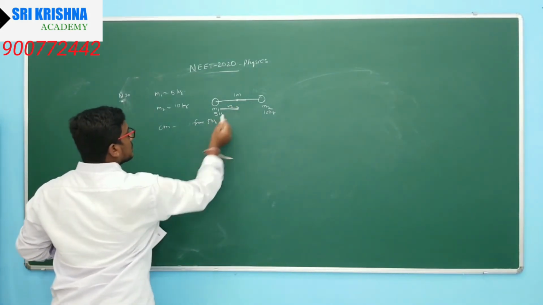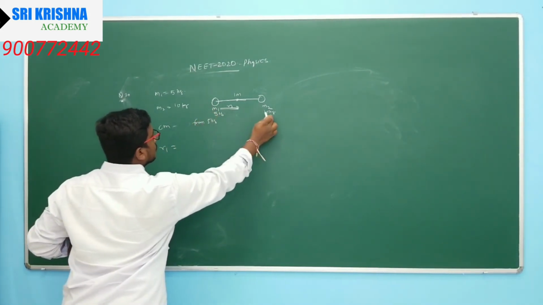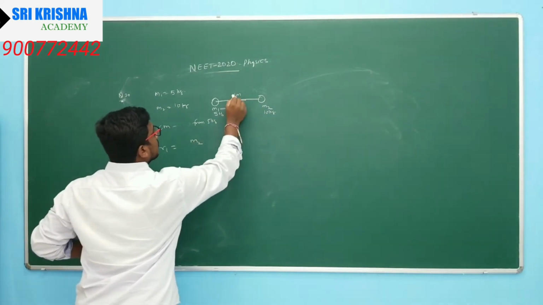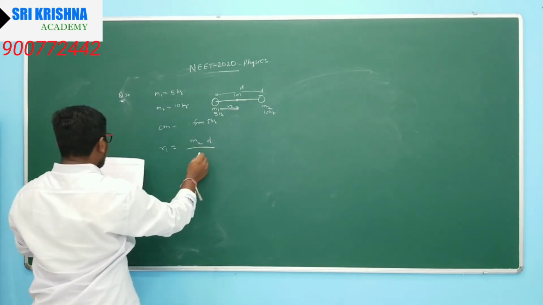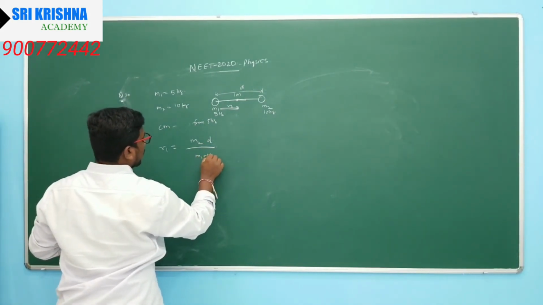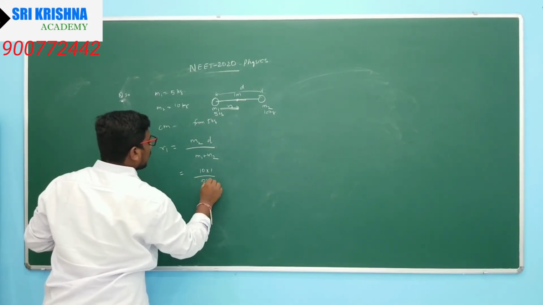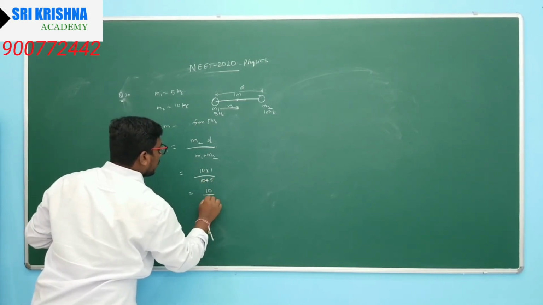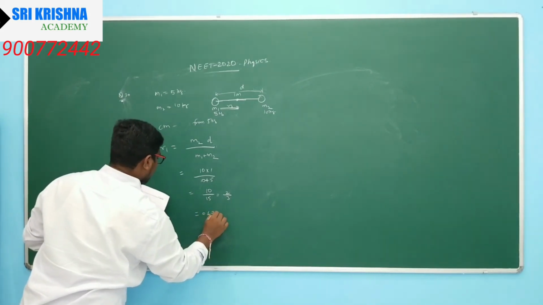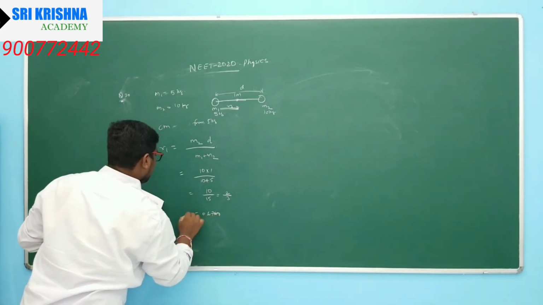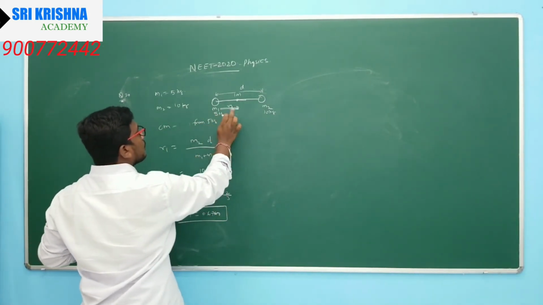R1 is nothing but the distance from M1, so you should consider M2 into the total distance D divided by M1 plus M2. So 10 into 1 divided by 10 plus 5, which is 10 by 15, that is 2 by 3, or 0.67 meters. The center of mass is 0.67 meters from the mass of 5 kg.